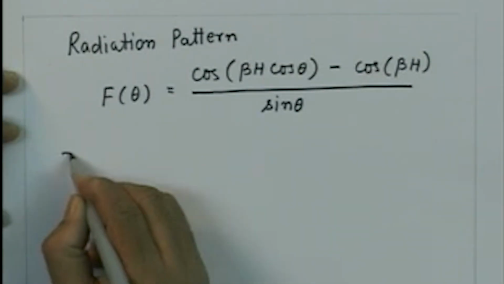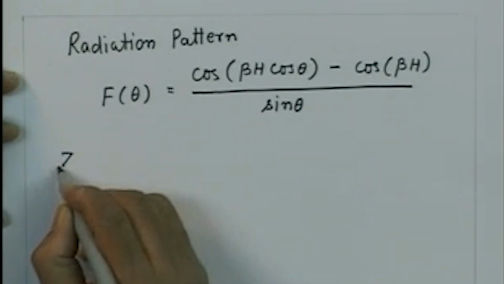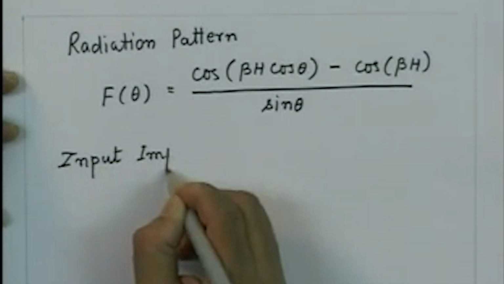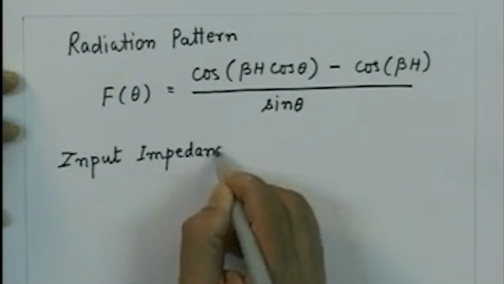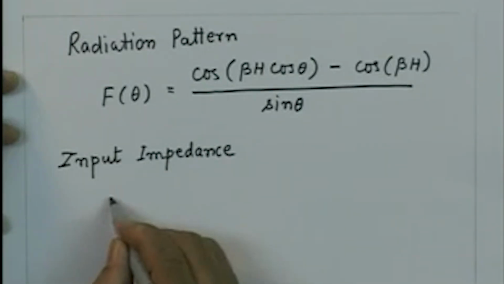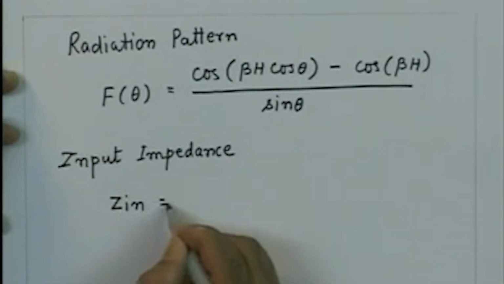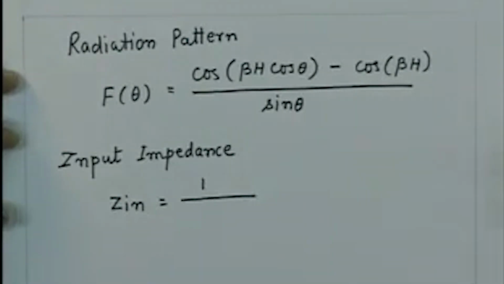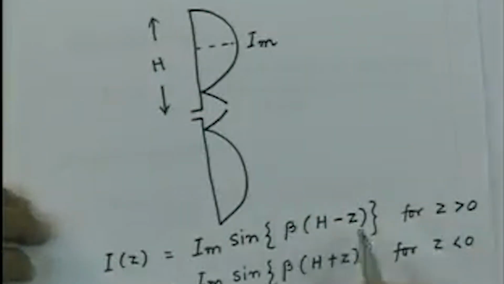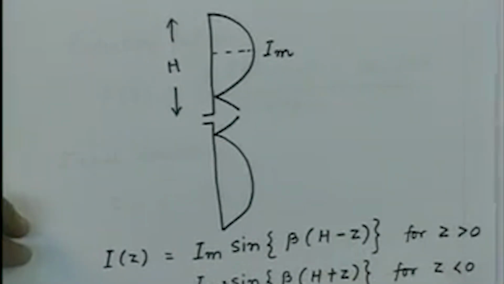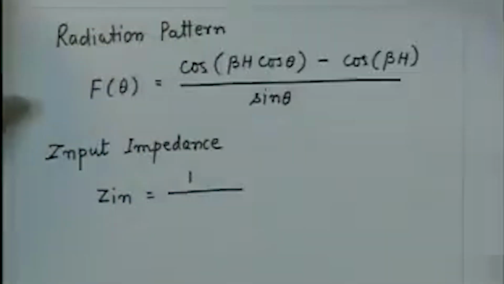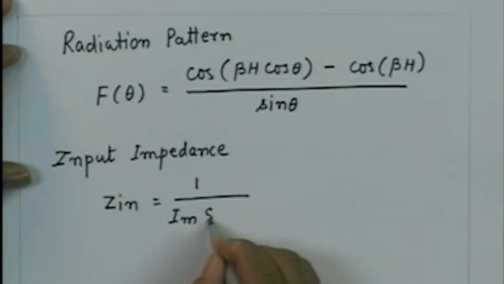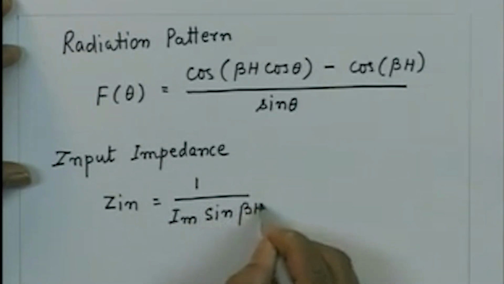So, we get the input impedance of the dipole, which is Zn, which will be 1 upon the current at the input of the dipole, that is at z equal to 0. So, if I substitute z equal to 0 in this, I m sine of beta h, that will be the current. So, I m sine of beta h.